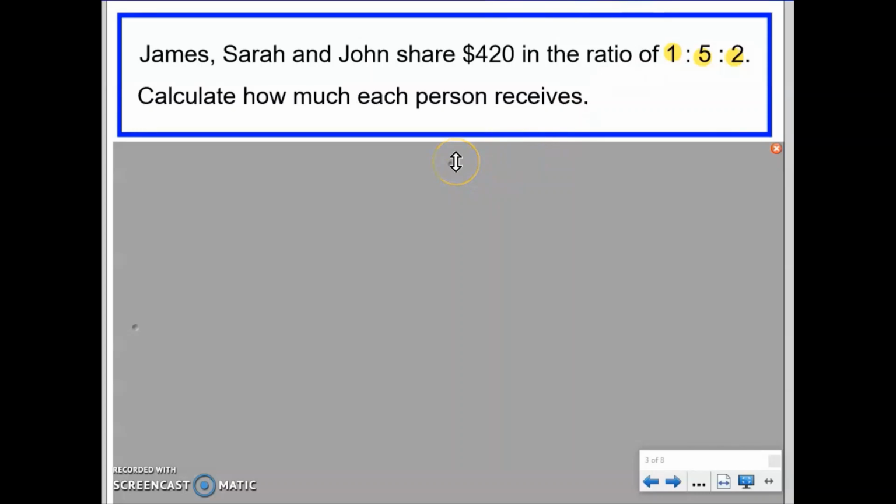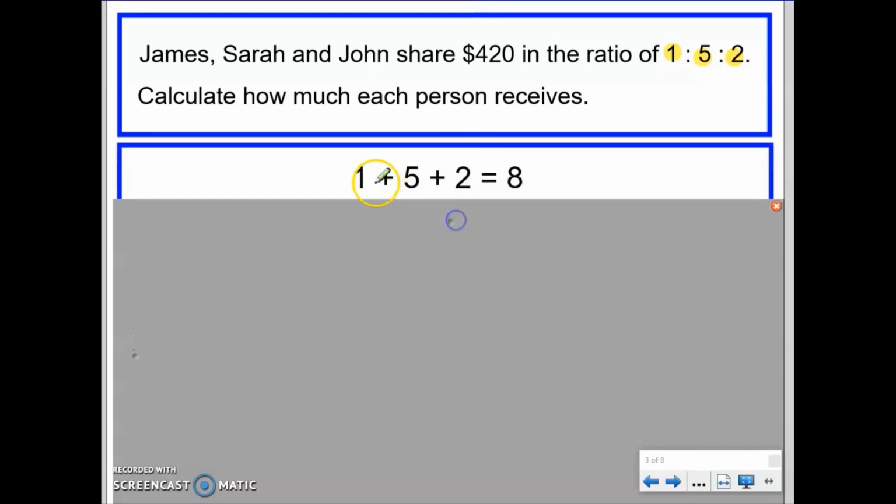Step 1, I'm going to do an addition to find out how many bits of the ratio there is altogether. So I'm going to add 1 to 5 to 2 to tell me that I'm dealing with 8 parts in this ratio, 8 sections in this ratio.